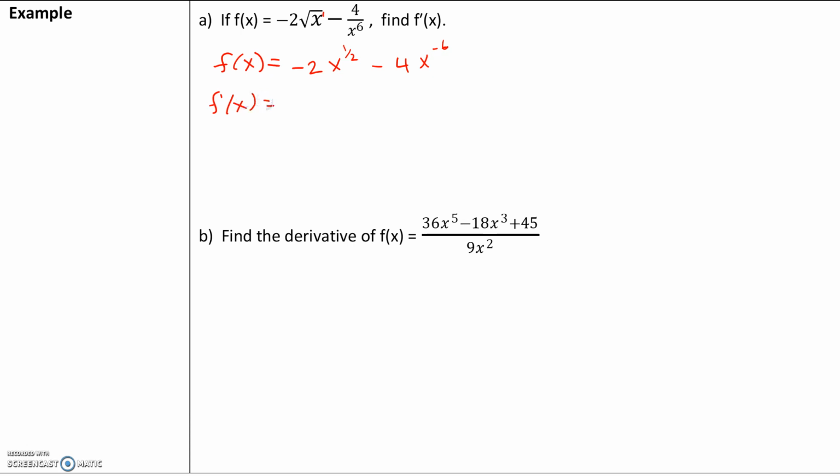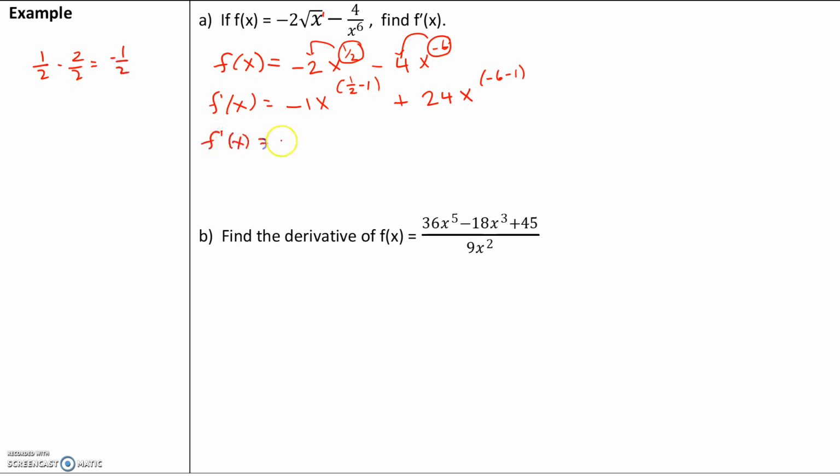Now, f prime of x, we take the 1/2 and we multiply it with the negative 2. So negative 2 times 1/2 is going to be negative 1. And then we take x to the 1/2 and subtract 1 from it. With the next one, we take negative 6 multiplied by negative 4. This gives us a positive 24, because we have a negative times a negative. And then we take negative 6, the original exponent, and subtract 1 from it. On the side here, let's do 1/2 minus 1. 1 is the same thing as 2 over 2. So this gives us negative 1/2.